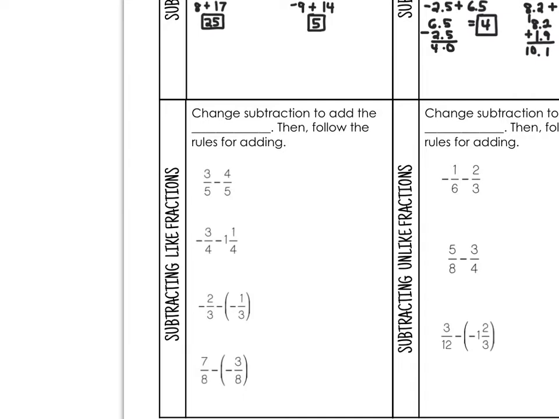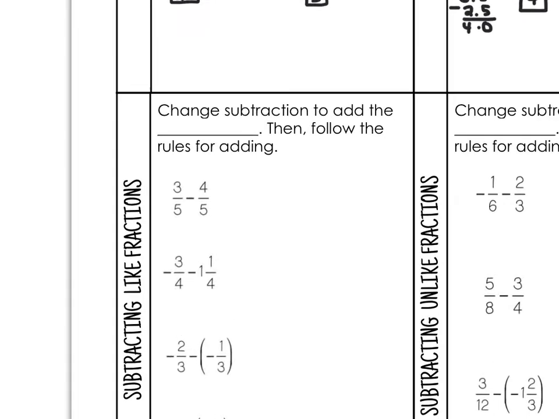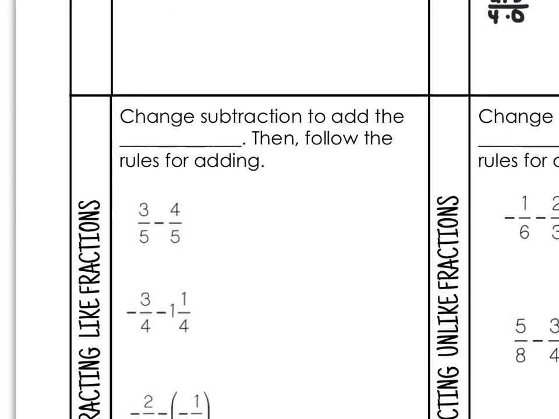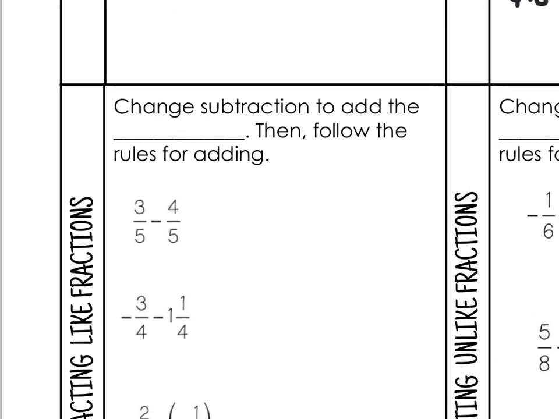Okay, now we're going to subtracting like fractions on the bottom left. And guess what? It's the same saying as on the top. You're going to change the subtraction to add the opposite, then follow the rules for adding. So they have to have the same denominator, but we're going to do keep, change, change. Let's write that. So we have KCC.